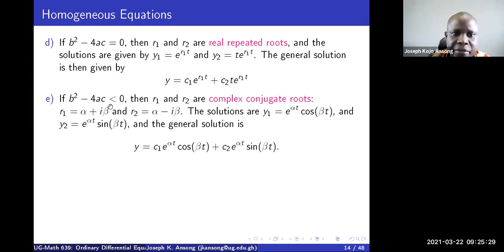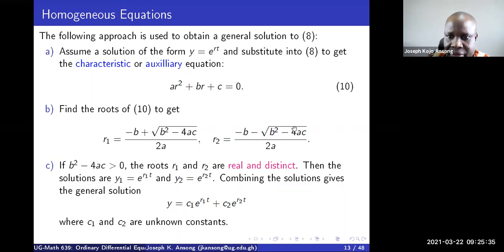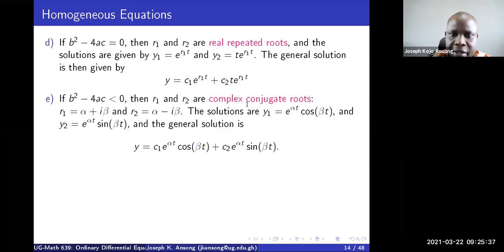Finally, if the discriminant is negative, if what is in the square root is negative, then of course you're going to get a complex number here. So if the discriminant is negative, then R1 and R2 are complex conjugate roots. We represent them by alpha plus i beta and alpha minus i beta. I'm skipping a couple of things here. As graduate students, this is familiar to you.